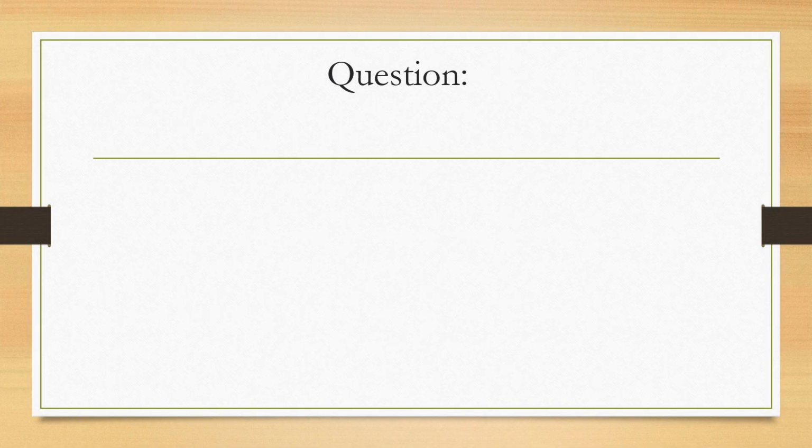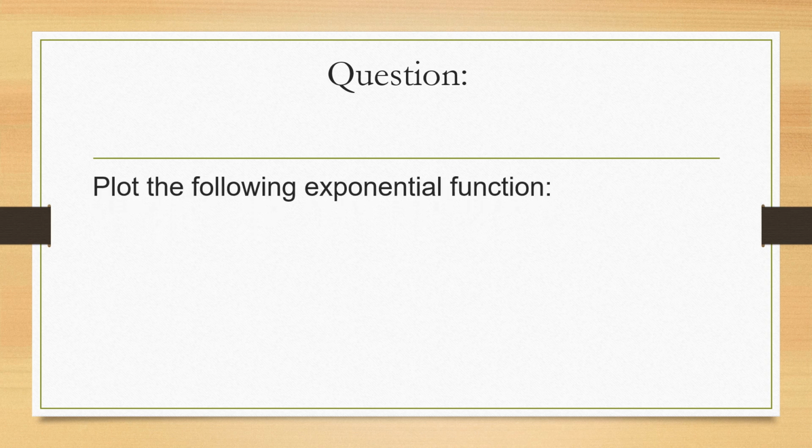Hi everyone. In today's video, I'll be explaining how to read a graph, and I'll be showing you with a few examples. So first, plot the following exponential function: f(x) = 5 × 2^(2x − 4) − 10.